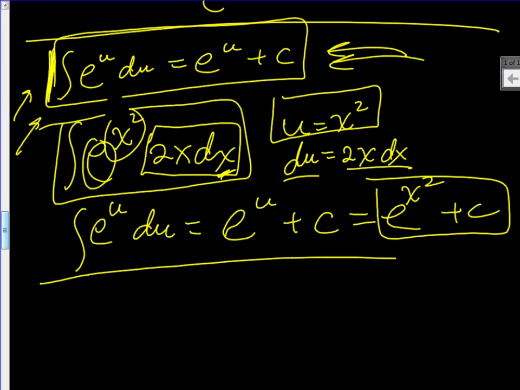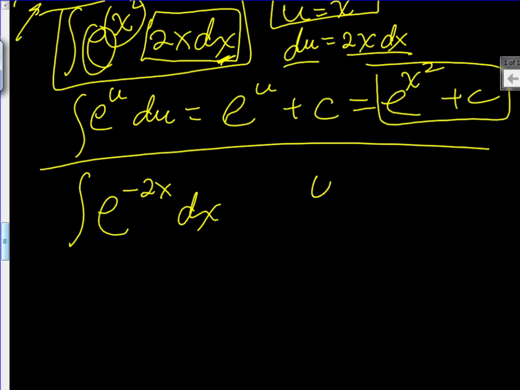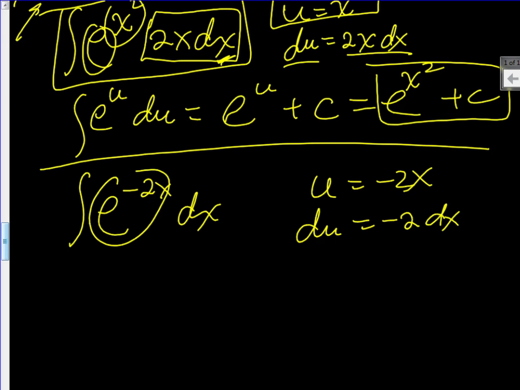Okay, let's try another integral. Suppose you have the integral of e to the negative 2x dx. Like I suggested, let u be the exponent. So then du will be negative 2 dx. So that part, well, that's e to the u, and what's left over is dx. But I need negative 2 dx to call it du.